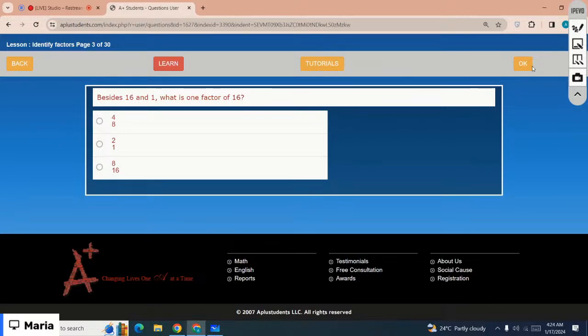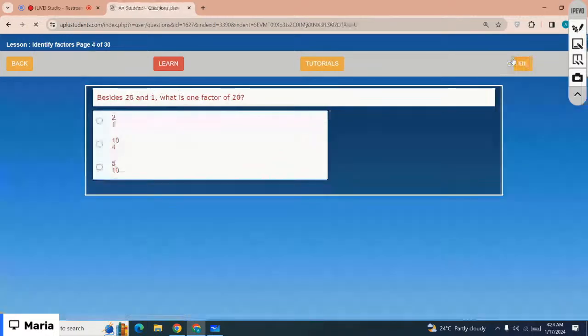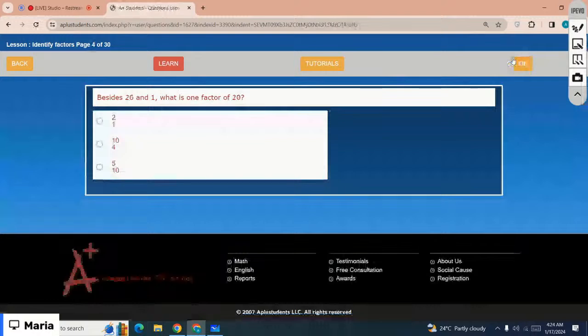A bit confusing question. 8 and 16 are also there because you have 16 and 1 here. That's why you cannot select options 2 and 3. Option 1 is the correct one. You already have 16 and 1 here. So 4 and 8 are the factors of 16. Got it? That's a bit confusing question.